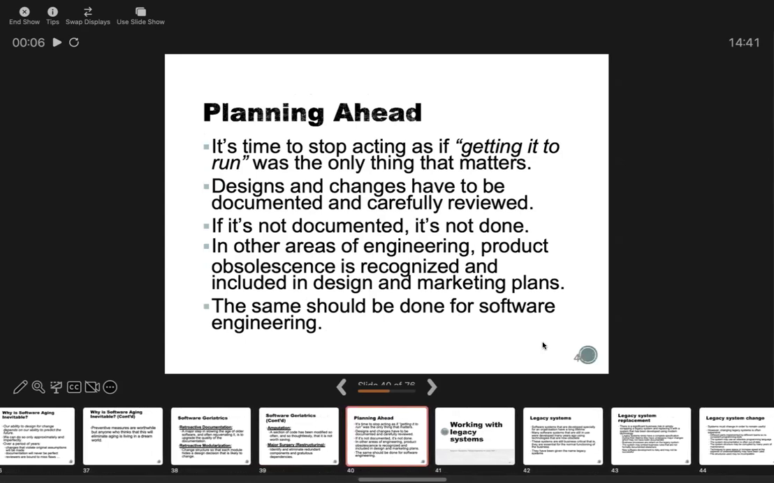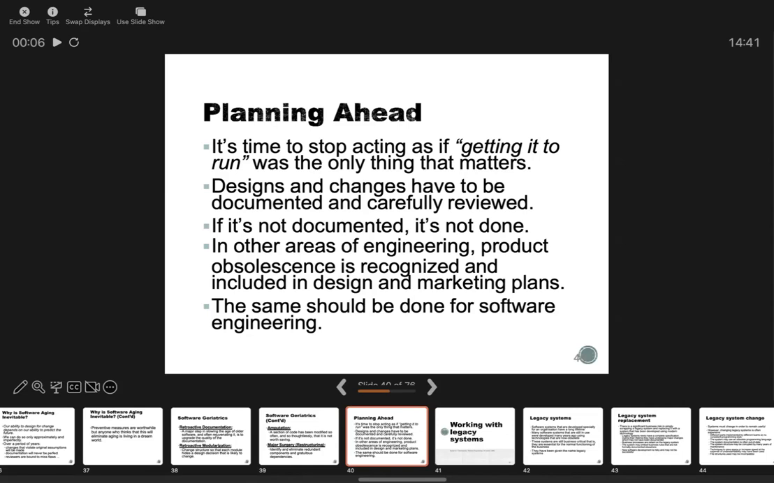So it's time that we should plan ahead. We should stop this mindset of just getting it to run. Our target is only let's run it first, then what will happen, we'll embrace it. But if this is the case, it will definitely lose its long-term sustainability. So design and change have to be well documented and carefully reviewed. If it is not documented, we will say that it is not done to combat software aging.